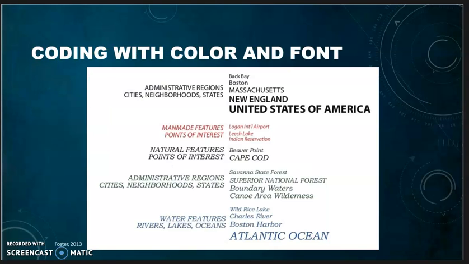So there is different types of coding with color and font. And so these are a few examples of different ways that text has been coded for cartographic design. And so these are pretty standard. So, we have examples for administrative regions, cities, neighborhoods. We have man-made features, points of interest are going to be italic and red. You could go through the rest of these on your own time when I upload them. But again, we see water features, rivers, lakes, and oceans are going to be italic and blue.